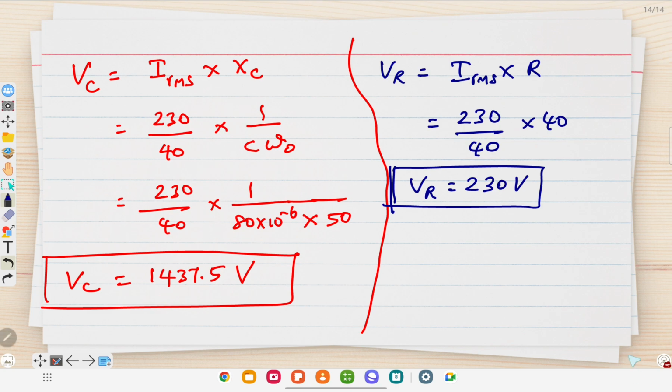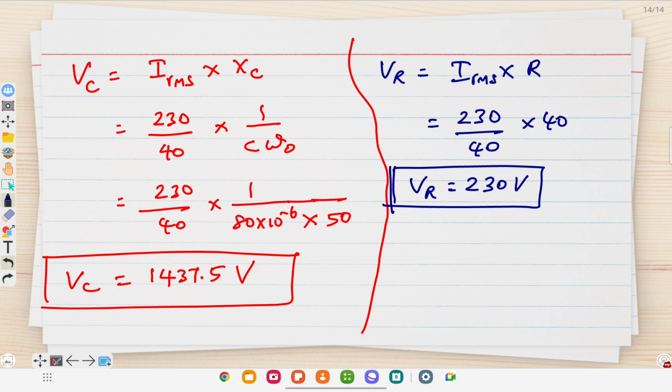And you know very well, for resonance circuit XL value is equal to XC. So in both the cases you will be getting the same answer, 1437.5. And if you want to find VR, again IRMS into R, so you will again get the same voltage, input voltage, which is 230 volt. So basically in all resonant circuits XL and XC will be present but their values will be equal, so they nullify each other.